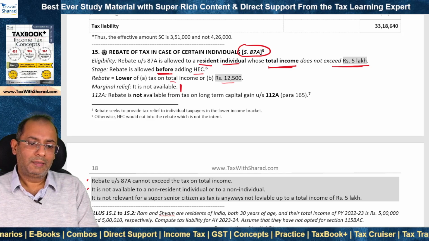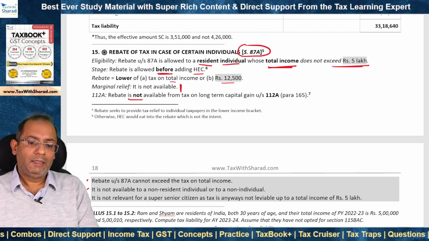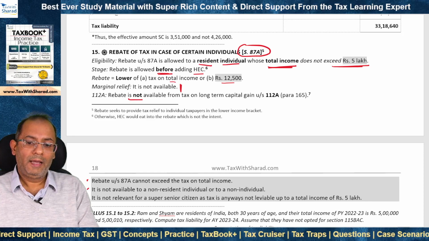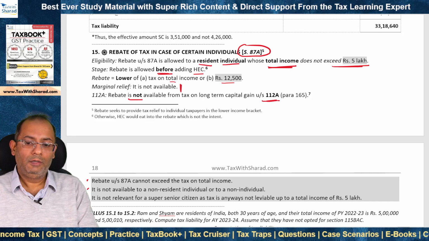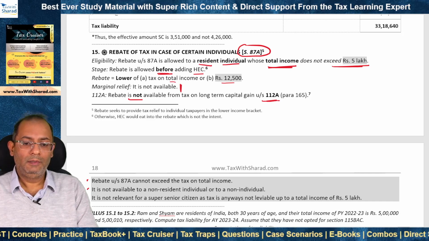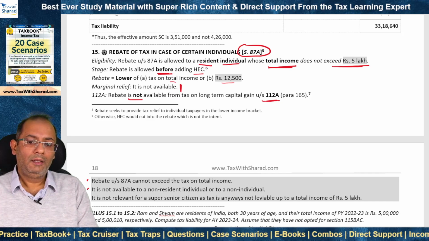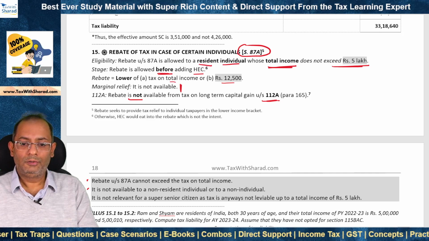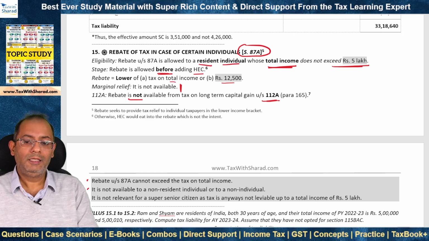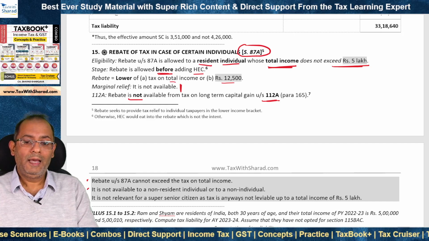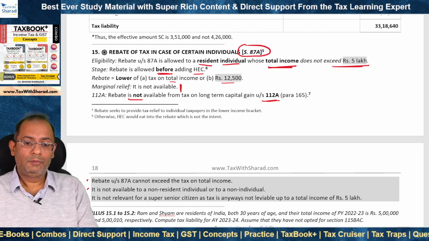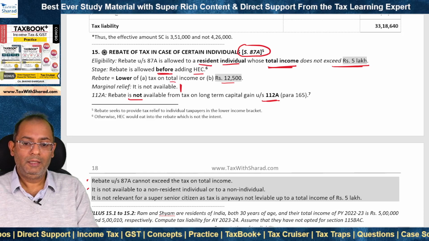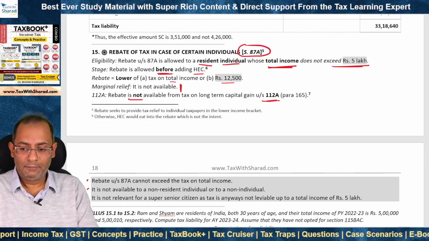in this particular case. Rebate under section 87A is not available from tax on long-term capital gain under 112A. This is what we need to remember. So it is available from tax on all other incomes except long-term capital gain under 112A. So if in the question you have LTCG under 112A, then whatever tax you compute on this income, you are not supposed to allow rebate under section 87A in respect of that tax.